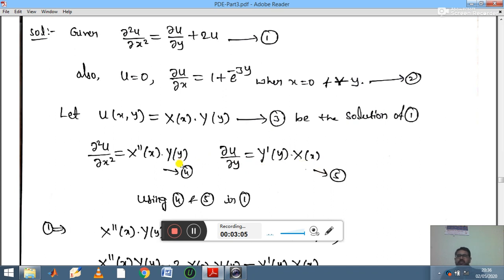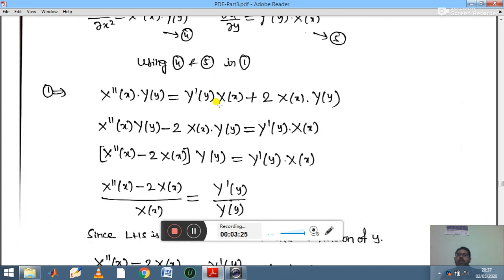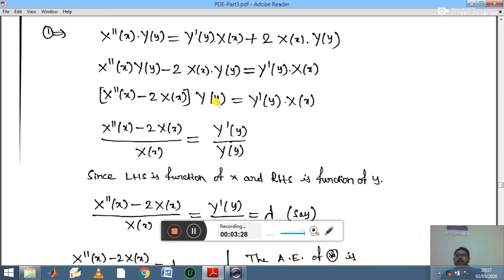Substitute equations 4 and 5 and equation 3 in equation 1. In place of ∂²u/∂x² you write equation 4, in place of ∂u/∂y you use equation 5, and in place of u you write equation 3. Then equation 1 becomes X''(x) Y(y) = Y'(y) X(x) + 2 X(x) Y(y).